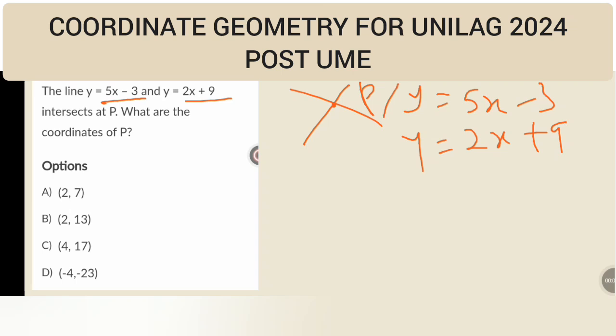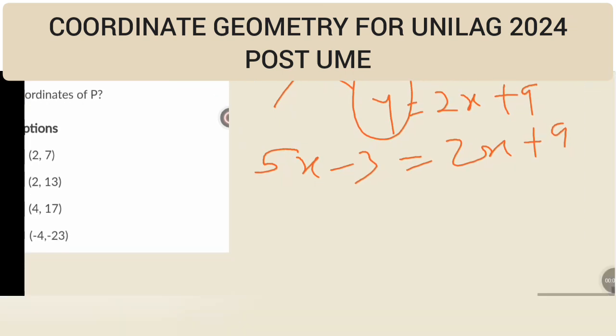This particular value of y is the same for both of them. So that means the two equations are equal. Since y is equal to this, and the same y is equal to this, just equate the two of them. So you have 5x minus 3 equals 2x plus 9.